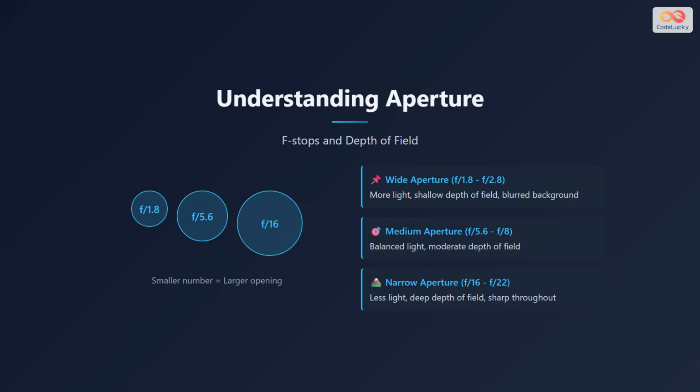The exposure triangle is the most fundamental concept in photography. It consists of three elements: aperture, shutter speed, and ISO. Aperture controls how much light enters through the lens opening. Shutter speed determines how long the sensor captures light. ISO is the sensor's sensitivity to light. These three work together to create the perfect exposure. Adjust one, and you must compensate with the others to maintain proper brightness.